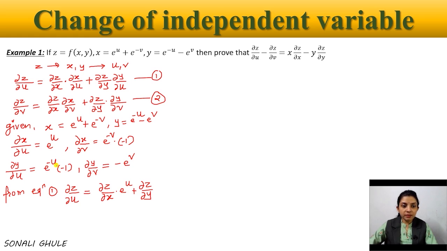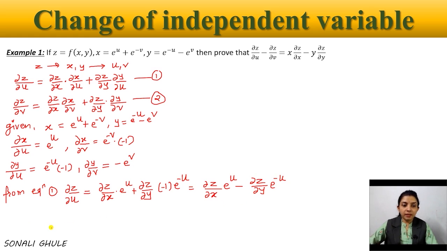So what is dou y by dou u? You can see here, it is minus of e to the power minus u. Okay. So if I simplify this, what can I write here? Dou z by dou x e to the power u. This will be minus, plus into minus, it is minus. Dou z by dou y e to the power minus u.